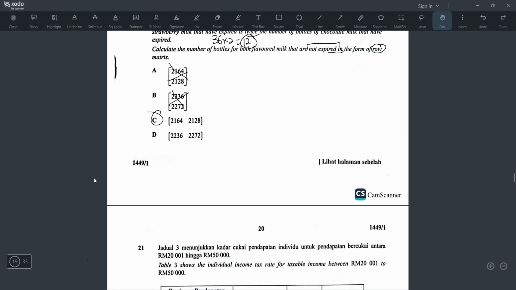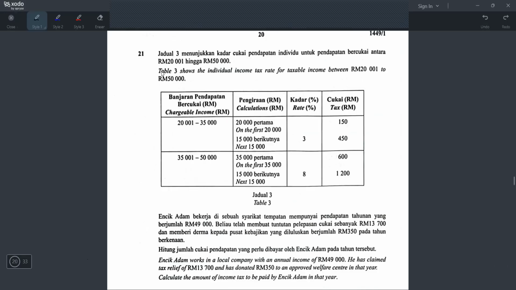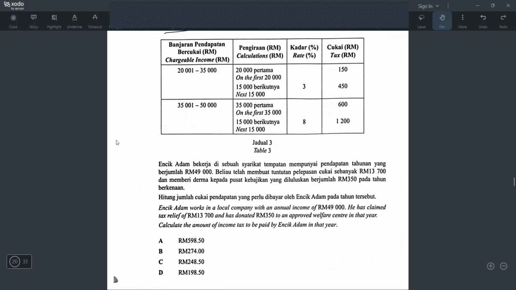Okay, let's continue with question number 21. So I think this is income tax. So let's see. Table 3 shows the individual income tax rate for taxable income between 20,000 to 50,000. So we can see this is the table. Okay, so now we read the question.